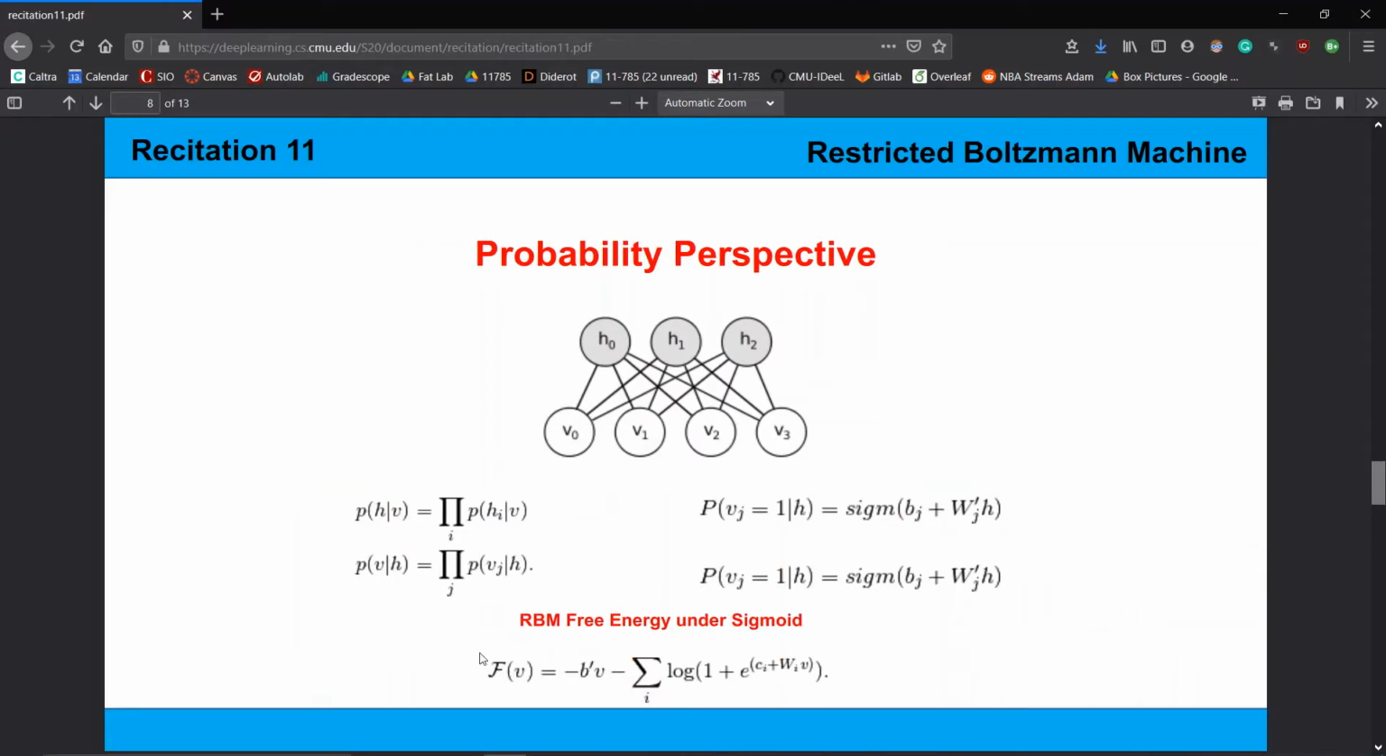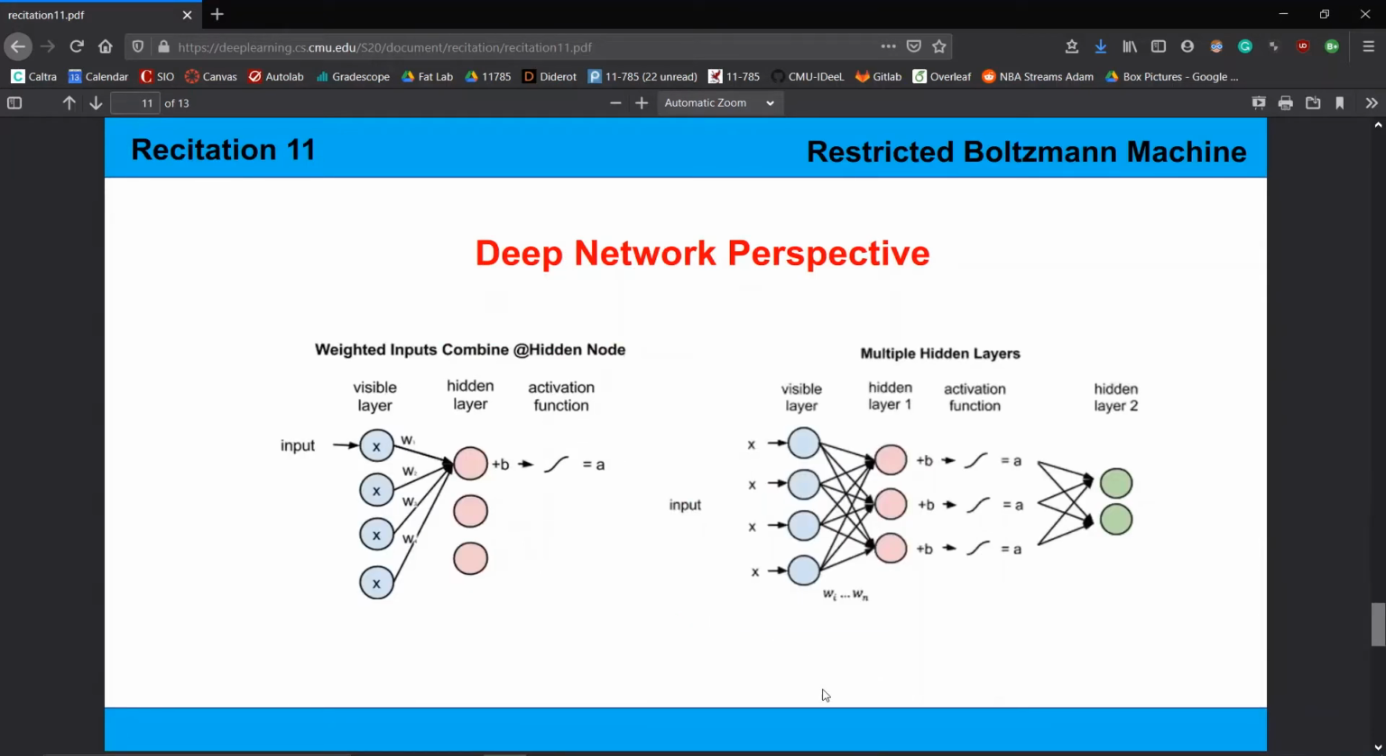And below you'll see the individual activation probabilities are given by the following formula, where it's based on a logistic sigmoid function as well. RBMs are very powerful and they represent complicated distributions compared to regular Boltzmann machines.